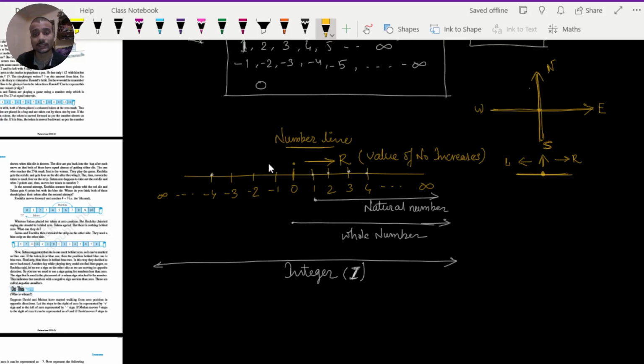Okay, and in the opposite direction, if we go towards the left, the value of numbers decreases. Okay, understand how it happens.